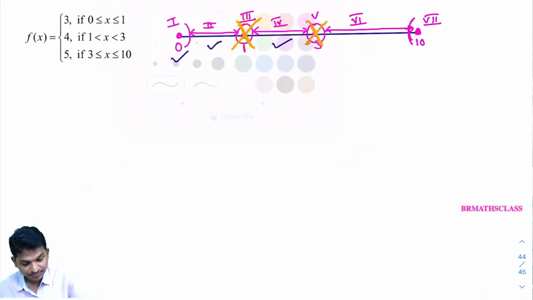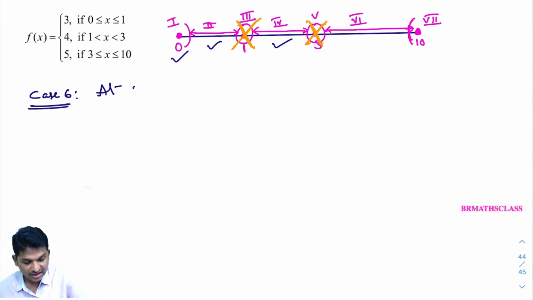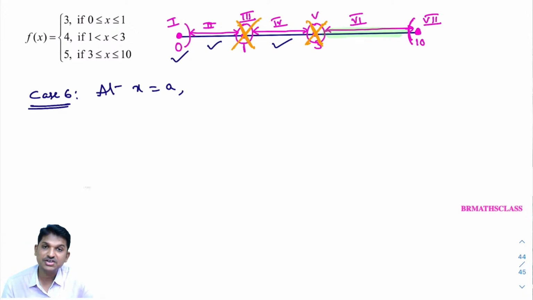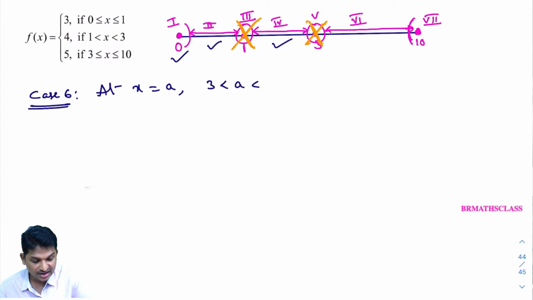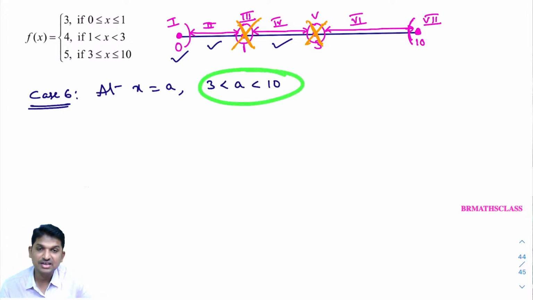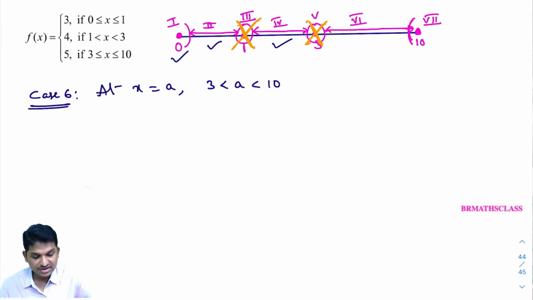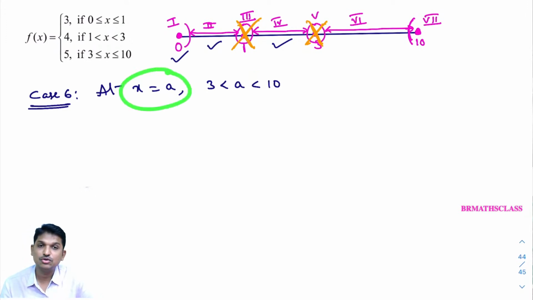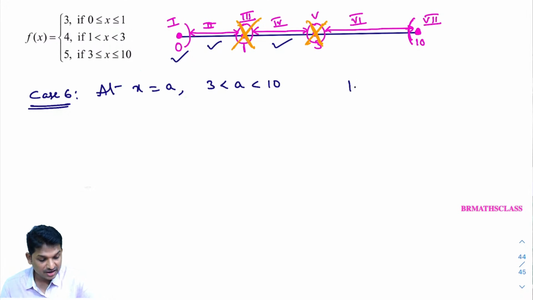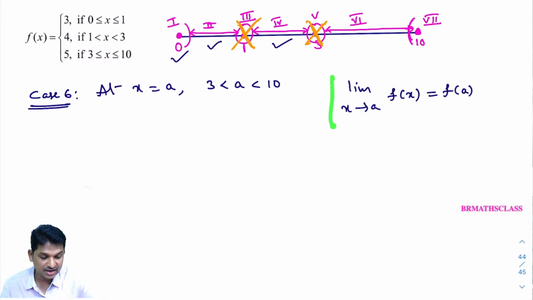Case number 6. What is case 6? I am checking continuity at x equal to a, where a is in between 3 and 10. So here I will write 3 less than a less than 10. When we say the function is continuous at x equal to a, if the limit as x approaches a of f of x equals f of a, then I can say that the function is continuous at x equal to a.